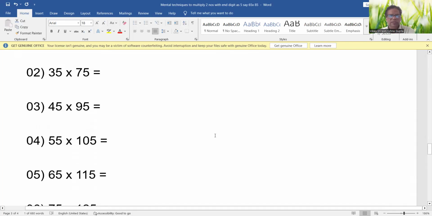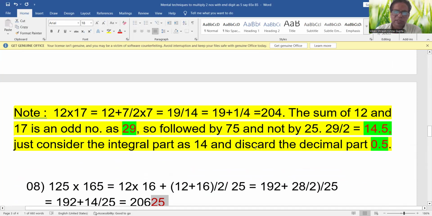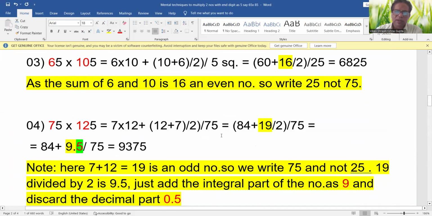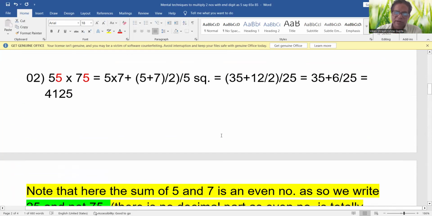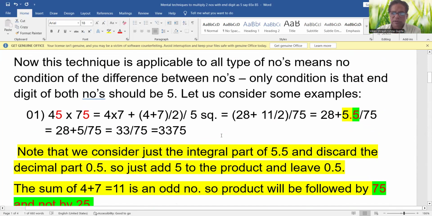So students, I've shown you a very simple technique of multiplication of such numbers where the end digit is 5 and the difference of the numbers can be any, 10, 20, 30. When the difference is 10, I told you in the last video that it is always 75. But the general rule is that when the sum of a and b, in the numbers a5 and b5, is an odd number, then it will always be followed by 75. And when the sum a plus b is an even number, then it is always followed by 25.